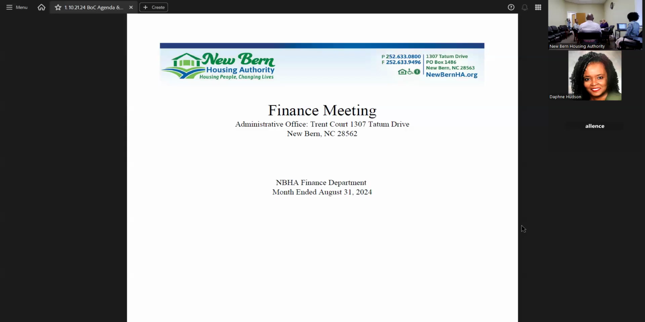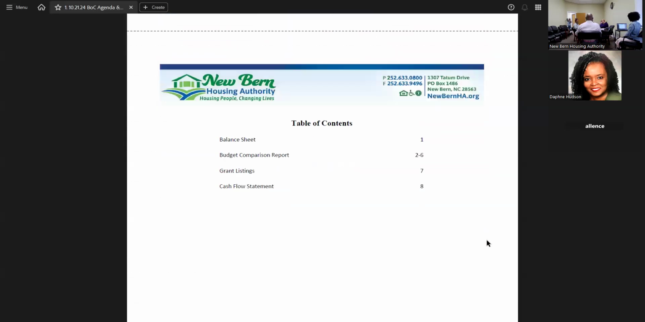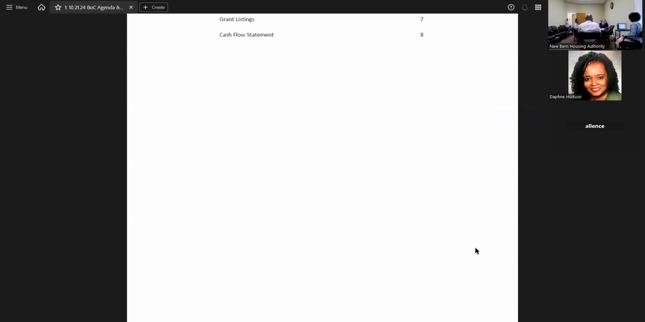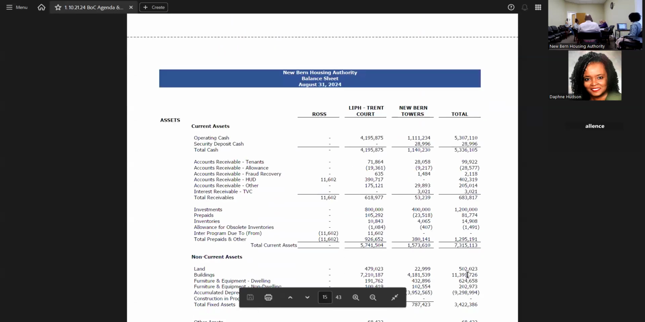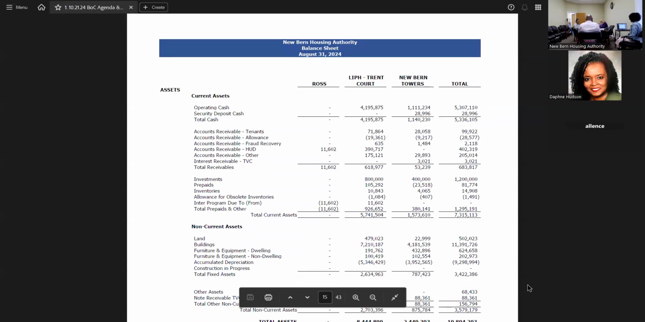Okay. So this was my first time doing the financials. I want to work with you all to see if there are any adjustments or changes that you want for the reports, or anything that you may want added or removed. So this is the table of contents page, and the next sheet is the balance sheet. This is the balance sheet for the Ross Grant, the Trent Court, and the New Bern Towers.